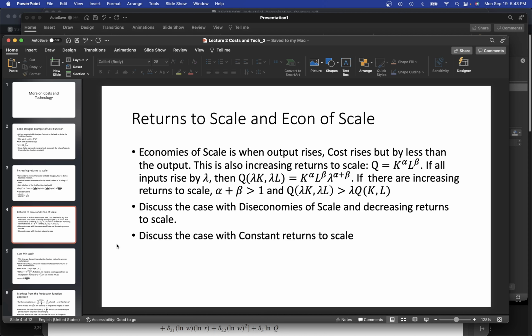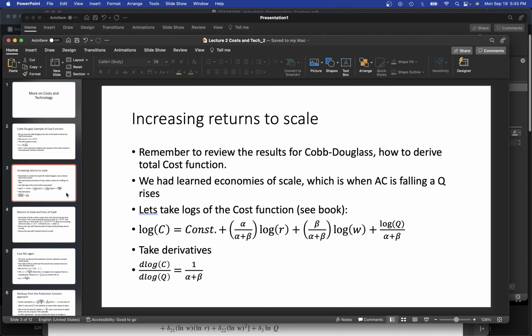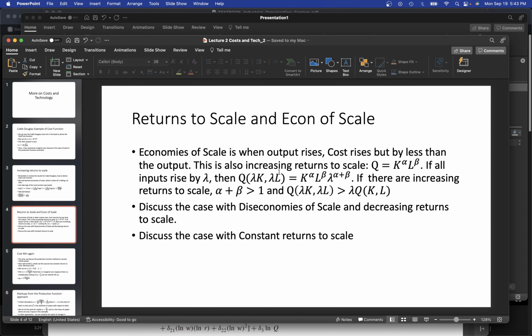Okay, so if you go back here, if alpha plus beta is greater than 1, this whole thing will be less than 1, and therefore a 1% increase in Q will be met by a less than 1% increase in C. So increasing returns to scale is associated with alpha plus beta greater than 1. You can also see that here, and hopefully you guys talked about this in class before, in your micro class.